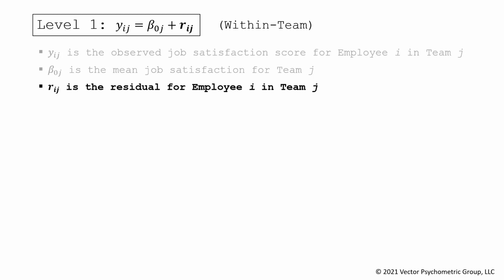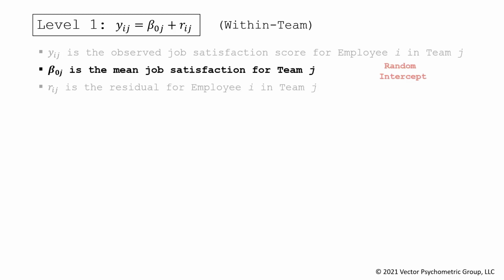There are 2 other things to take note of. First, beta 0J, which represents the team-specific means, is also known as the random intercept. You will hear this phrase frequently when reading about HLM or multi-level modeling.